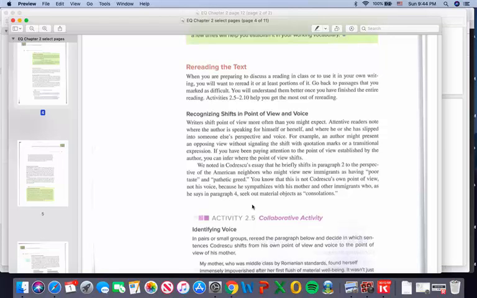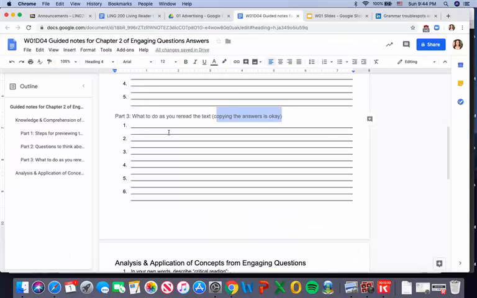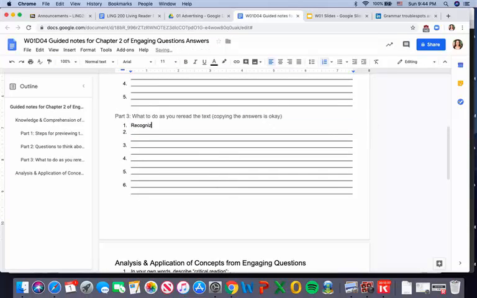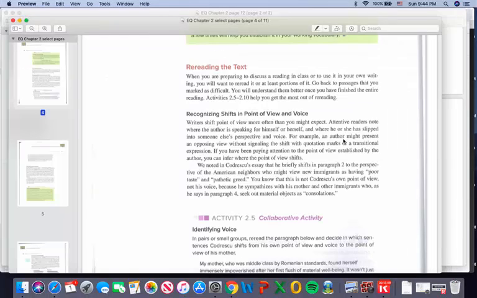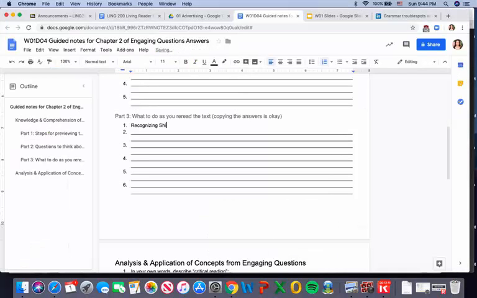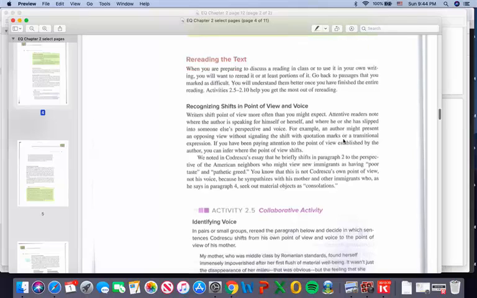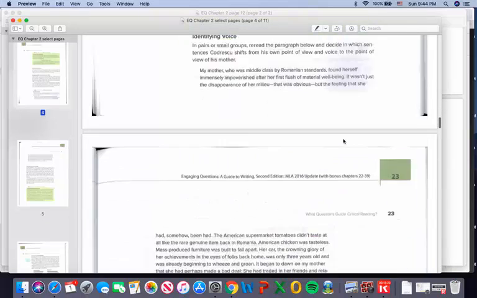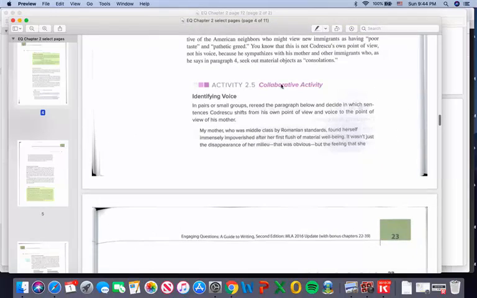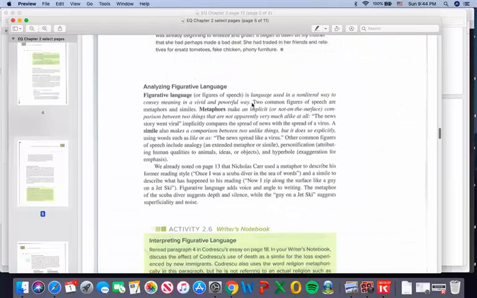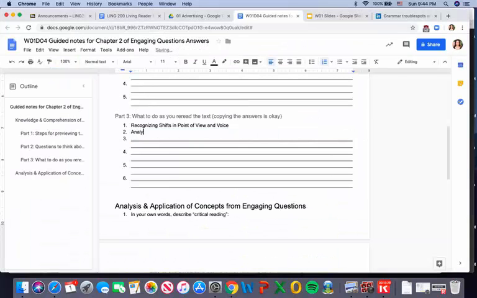So recognizing shifts in point of view and voice. So let's just go ahead and copy that down. Recognizing shifts, point of view and voice. All right, that's number 1. And then, what's number 2? So yeah, remember we can skip the identifying voice because that's an activity, and we're going to be analyzing figurative language.